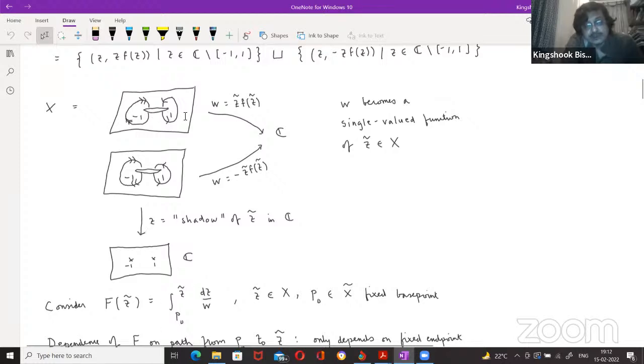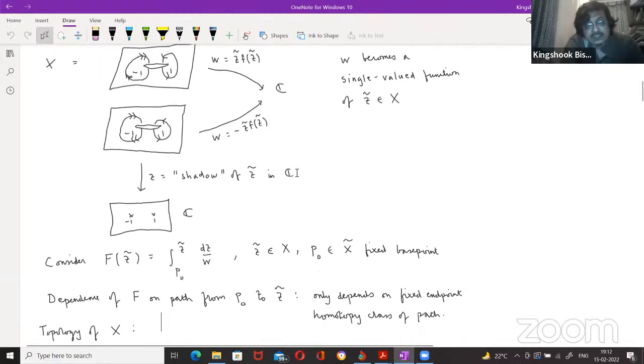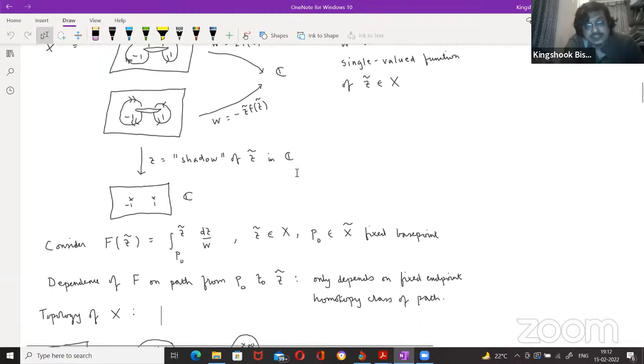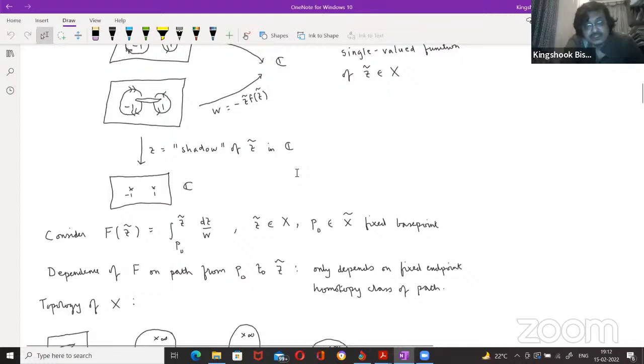And the W coordinate is given by these two functions, Z times f of Z and minus Z times f of Z in these two sheets. Okay. So this is how we can represent this algebraic curve as a Riemann surface, a two-sheeted Riemann surface. So in modern terminology, this is what is called a branched covering of the plane. So it's like a covering map.